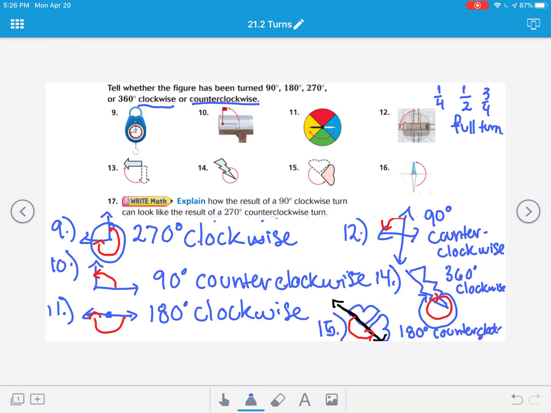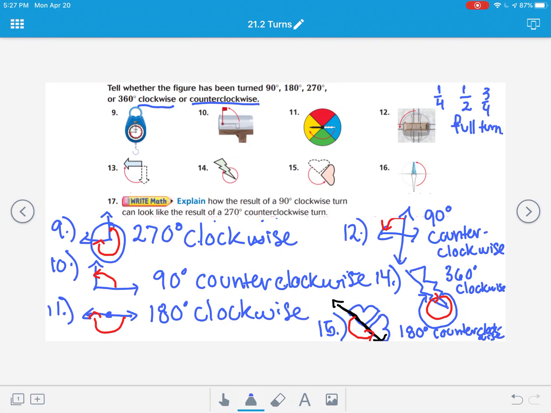Now, the reason for this lesson is to help us get used to the way we describe movement of figures. That's what this whole chapter is about. It's called geometric movement. So we're going to be using these terms: half turn, 180 degrees, 90 degrees, quarter turn, full turn, clockwise, counterclockwise. We're going to be using these terms in another lesson this week. So it's really important that we start small and understand this part before we move on to the next part.